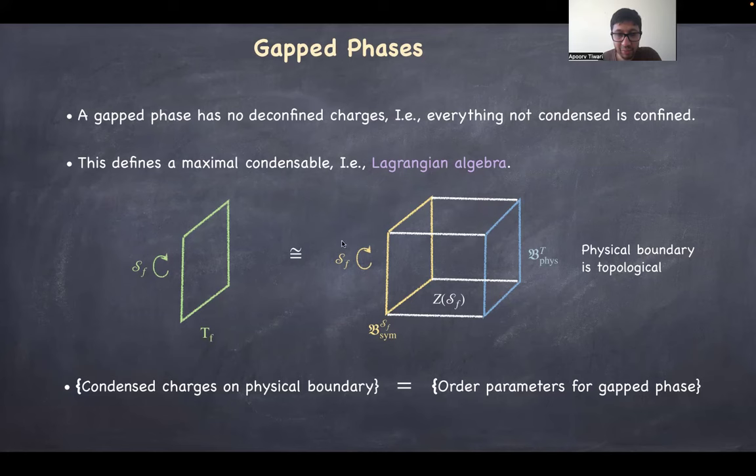Now the only difference is we'll consider a fermionic topological boundary on the symmetry boundary, and some general Lagrangian algebra, some bosonic Lagrangian algebra on the physical boundary. And as is the case for bosonic symmetries, the condensed charges on the physical boundary would give us the order parameters for this particular gapped phase.